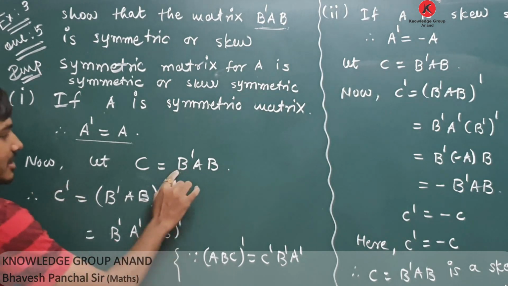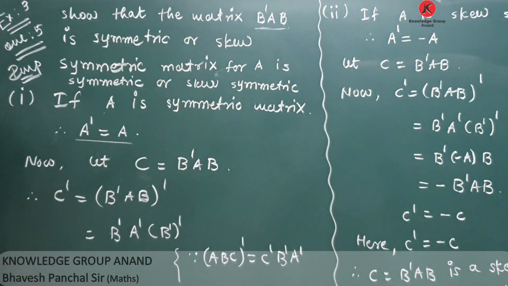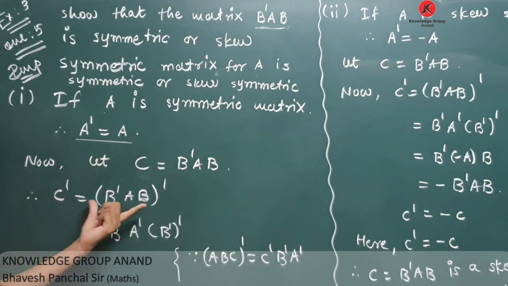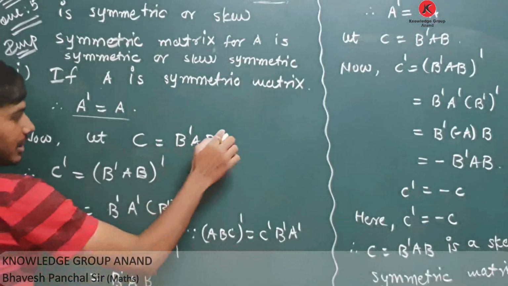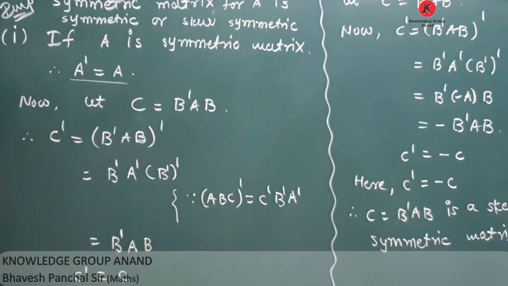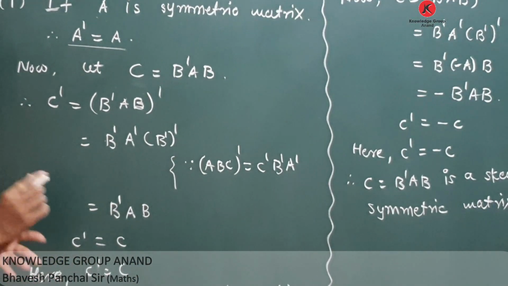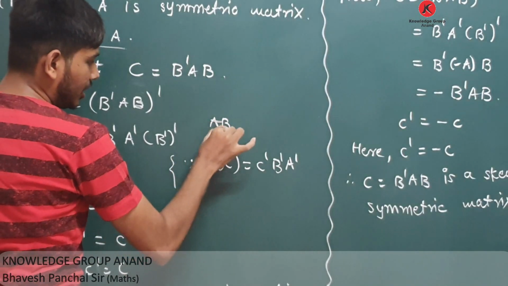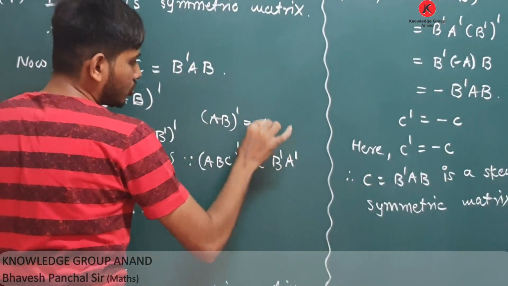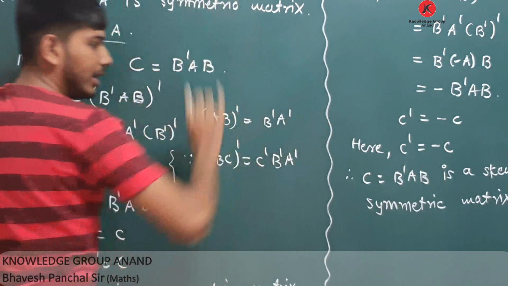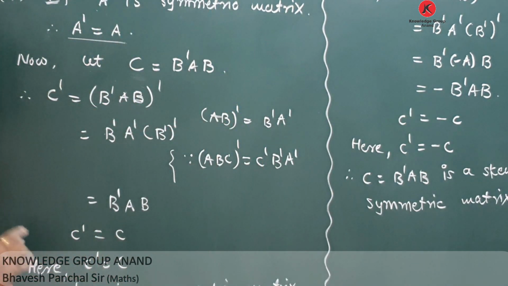And what is C? C is B dash AB. Therefore, we can say that B dash AB is a symmetric matrix. Therefore, we are going for C dash. Now, C dash equals B dash AB whole dash. The rule for two matrices is AB whole dash equals B dash into A dash. This is the property of transpose of a matrix for two matrices.